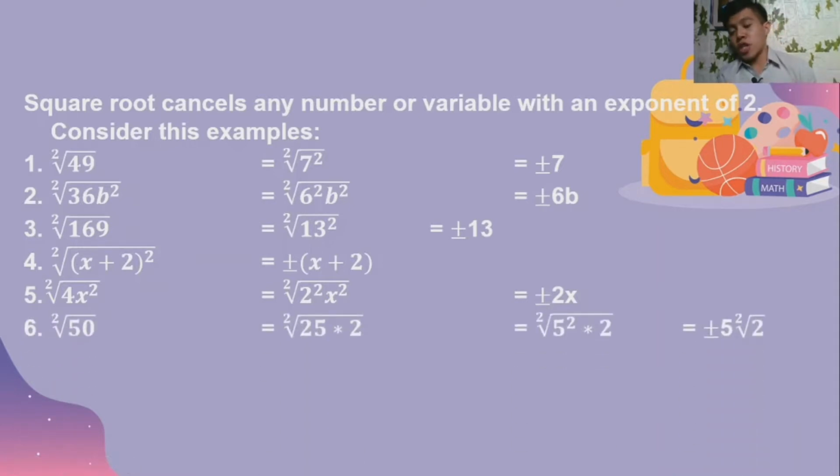Okay, how about this one? Square root of 50. Meron tayong tinatawag na perfect square. Ano-ano yung mga perfect square? Let's say, 1, 4, 9, 16, 25. Yun yung mga perfect square. Sir, bakit sila naging perfect square? Kasi sila yung nai-square root, di ba? Sila yung may exact amount or exact square root, di ba?